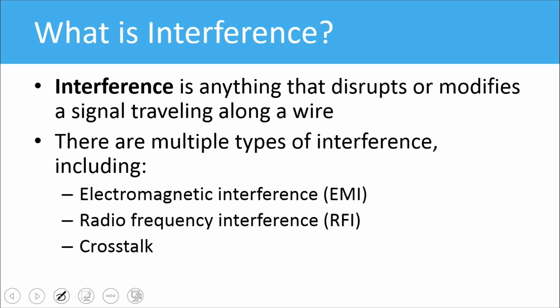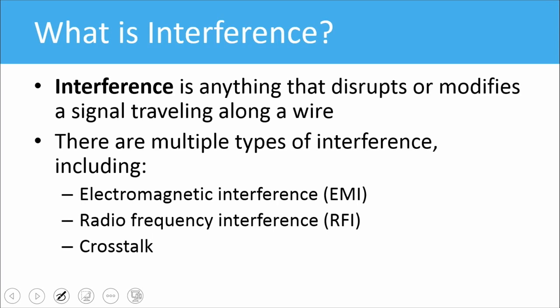All right, so we just talked about interference a little bit ago, and what is interference? All that it is just anything that can disrupt or modify a signal, and that ultimately would result in the corruption of data. There are a couple different types of interference. You have electromagnetic interference, you have radio frequency interference, and then crosstalk.